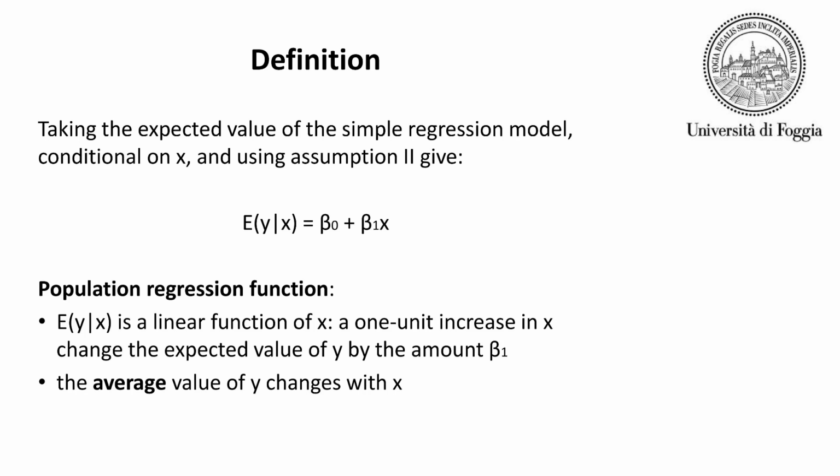Taking the expected value of the simple regression model conditional on x, the population regression function is a linear function of x. The linearity means that a one-unit increase in x changes the expected value of y by the amount of beta 1.